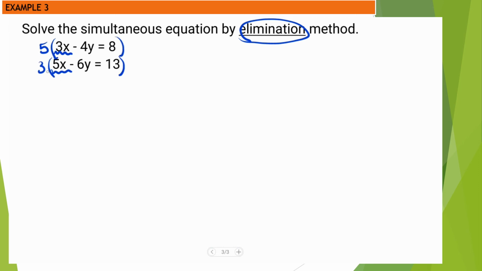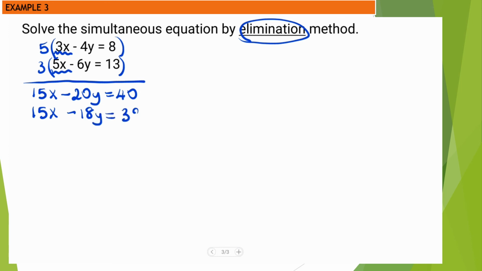So when you decide those numbers, you're going to multiply every term within the equations and rewrite both of the equations again. The first equation becomes 15x minus 20y equals 40. The second equation becomes 15x minus 18y equals 39. Now I have 15x and 15x in both. If I subtract those from each other, I can cancel them. So those cancel.